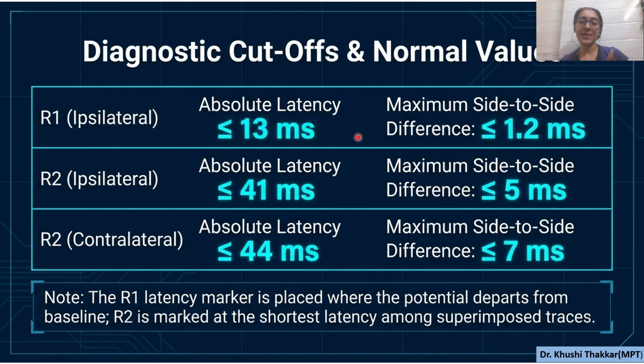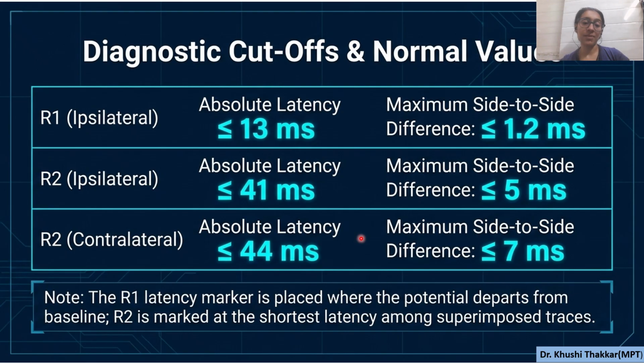Then comes your R2. For ipsilateral R2, again the absolute latency is to be less than 41 milliseconds. That again comes as a straight pathway from the spinal tract to your ipsilateral facial nucleus. So that latency is going to be shorter than the R2 contralateral, because it has to pass to the opposite side facial nerve nucleus. So the absolute latency there is less than or equal to 44 milliseconds. Similarly, the side to side difference is less than or equal to 5 milliseconds, and for R2 contralateral, the both side difference is to be less than or equal to 7 milliseconds.